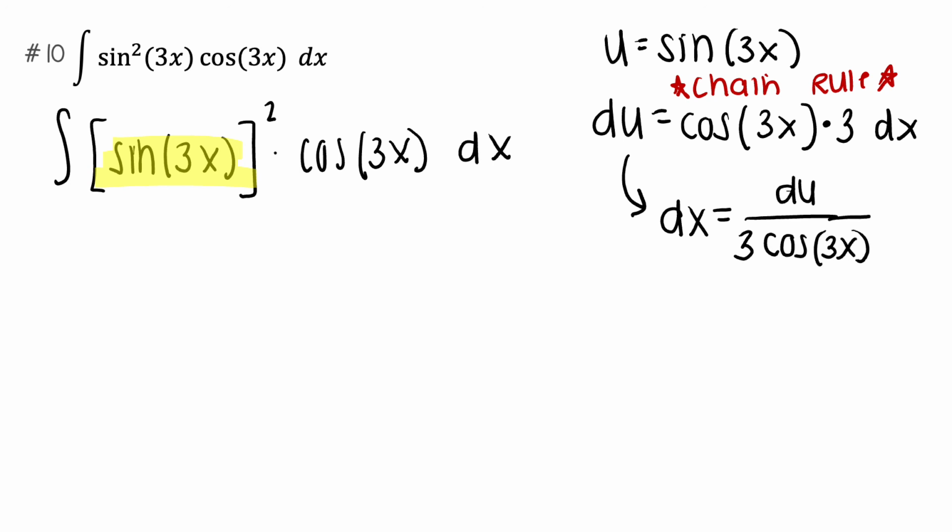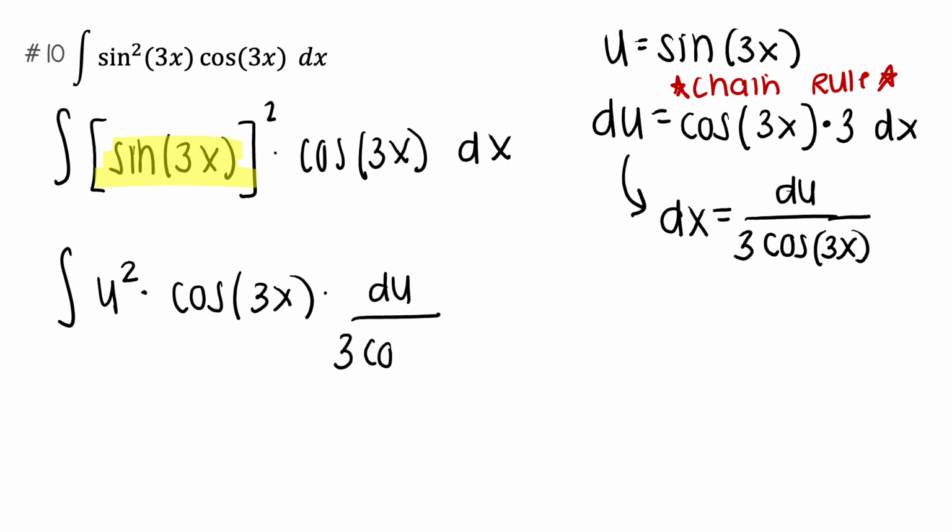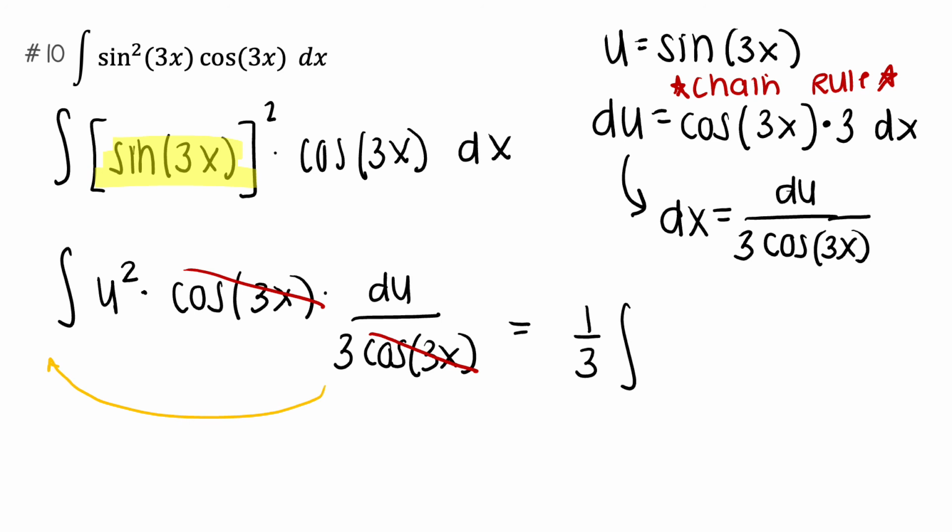So now we can go ahead and rewrite our integral. So replacing our sine of 3x with u, we get u squared times cosine of 3x, and then replacing dx with du over 3 cosine of 3x. Our cosine of 3x cancels with cosine of 3x, and we're just left with that 3 in the denominator. I'm going to pull that 3 out front. So this becomes 1/3 times the integral of u squared du. And now I can integrate this as normal.